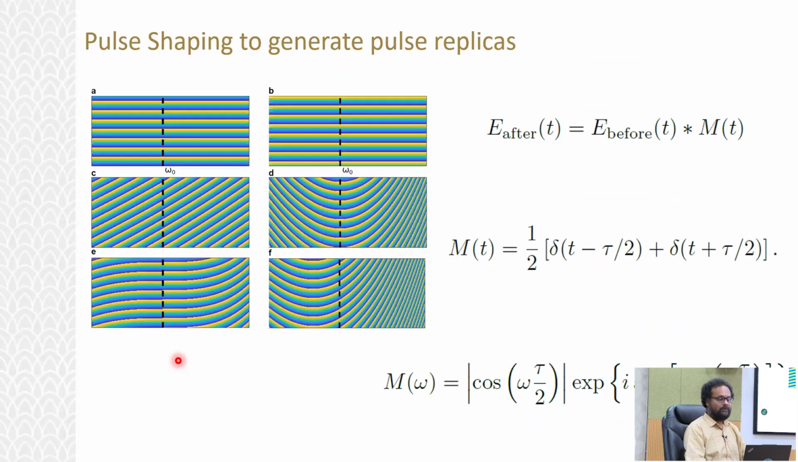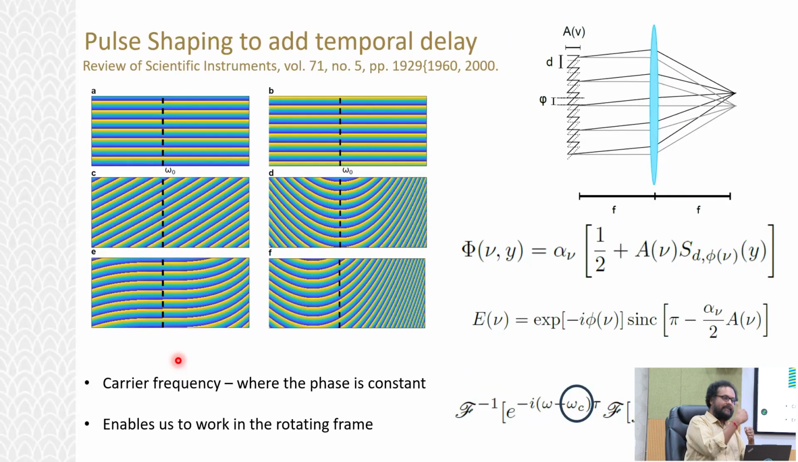In fact, this pulse shaping can also be used to generate pulse replicas. I will not talk about this right now. You can also generate a train of pulses. You send a single pulse and generate two pulses. Anyway, we can use this pulse shaping, like what is shown here, to generate the delay between the two pulses. Okay, so that's what we do.